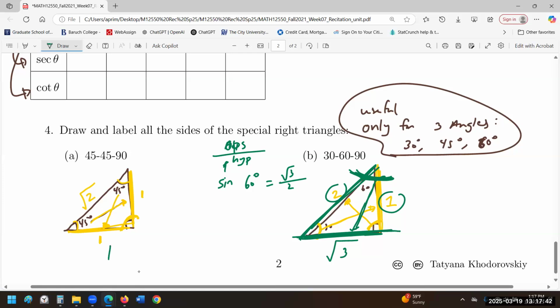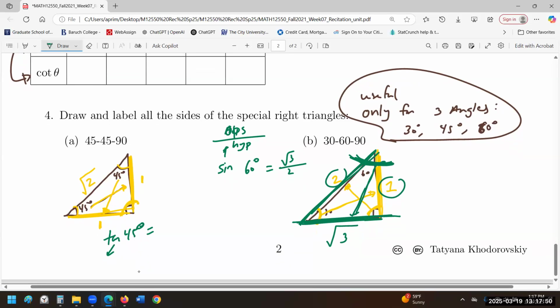Let's say I have to find tangent 45 degree. Now, you need to know what tangent is. Tangent is opposite over adjacent. Did you guys learn about these identities? What is tangent? What is sine? What is cosine? Did you learn about this in your class? Not yet. If you haven't, that means you're going to learn it. But if you already did, that means this looks familiar to you.